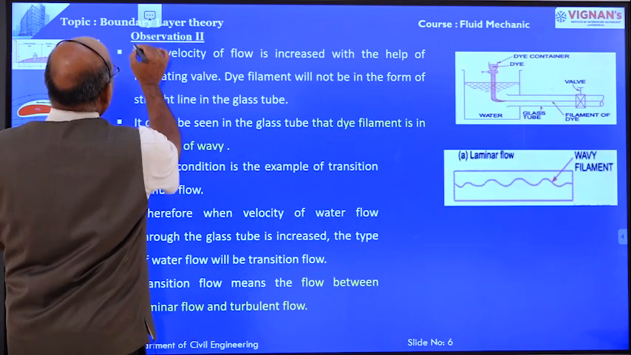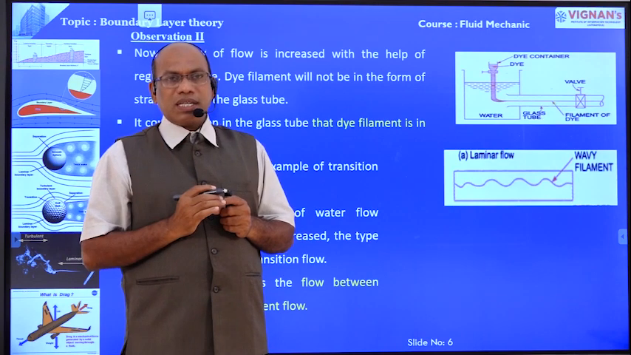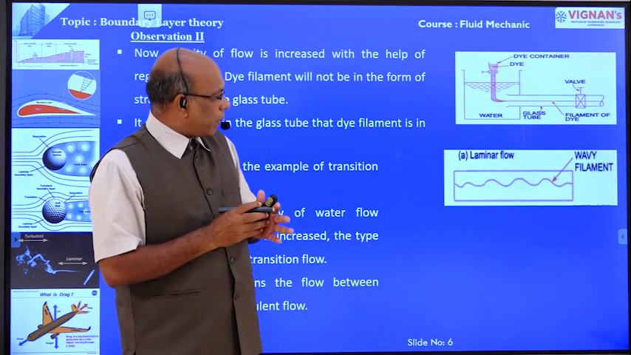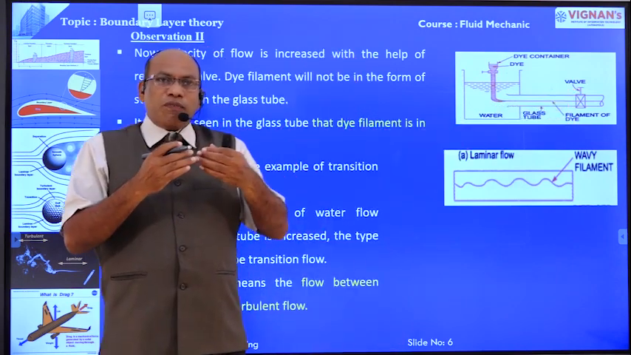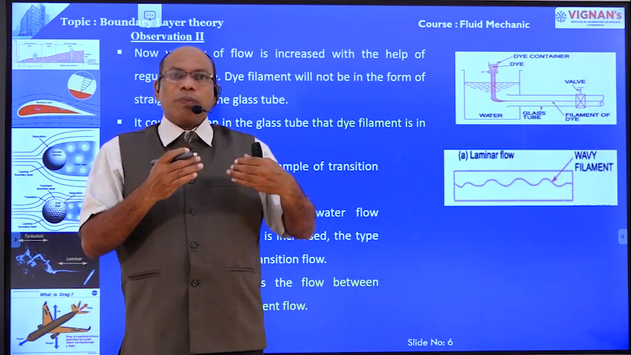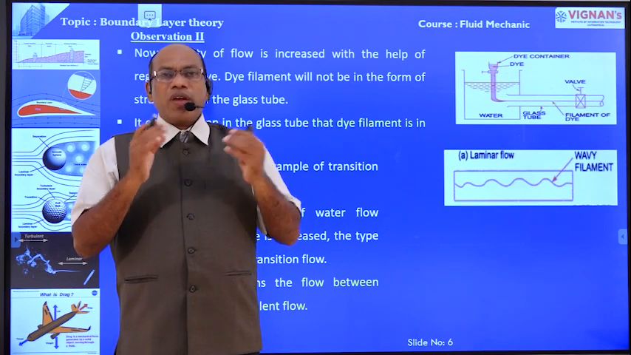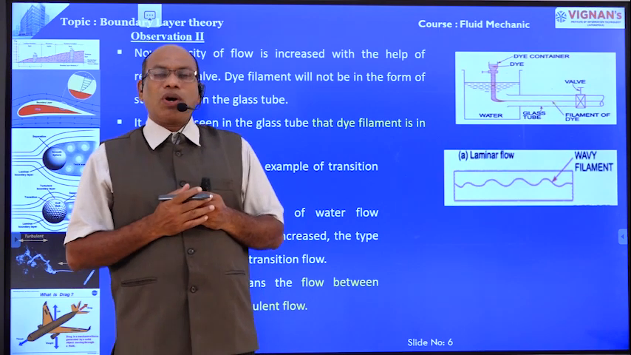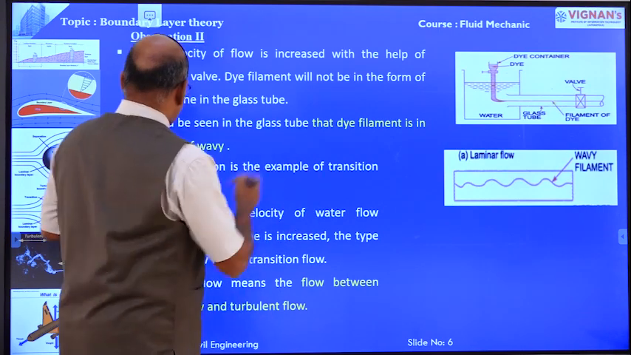And observation 2, now the velocity of flow is gradually increased by operating the regulating valve. The dye filament in the glass tube is not in a straight line, that is, it is in the form of a wave. So this is an example of the transition stage.